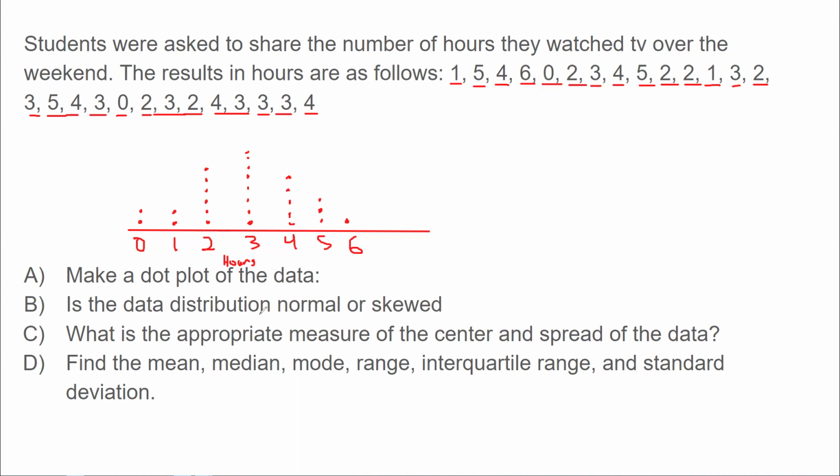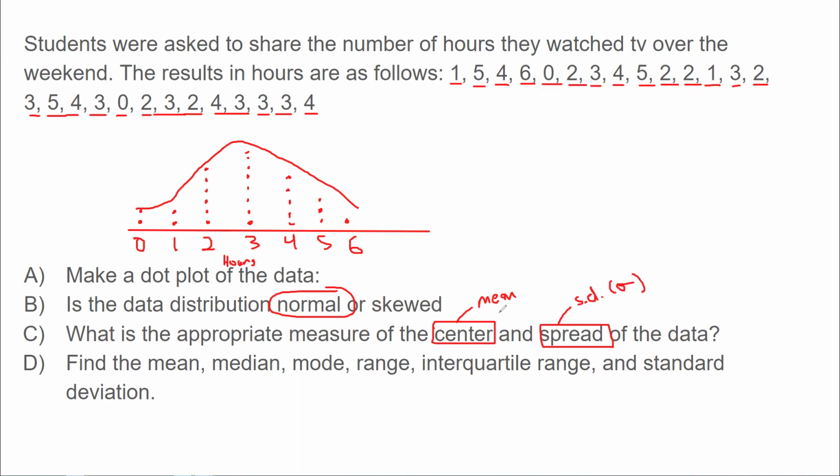Is the data distribution normal or skewed? This data looks pretty normal. It's pretty symmetric, the left and the right half. Since it's normal, for the center we are going to use the mean, and for the spread, we're going to use the standard deviation, signified by the sigma symbol. Now we need to find the mean, median, and mode.